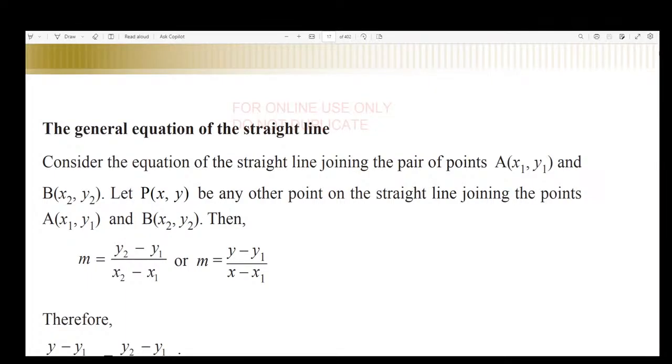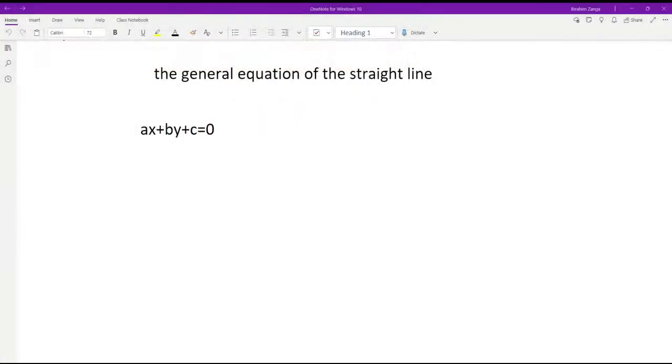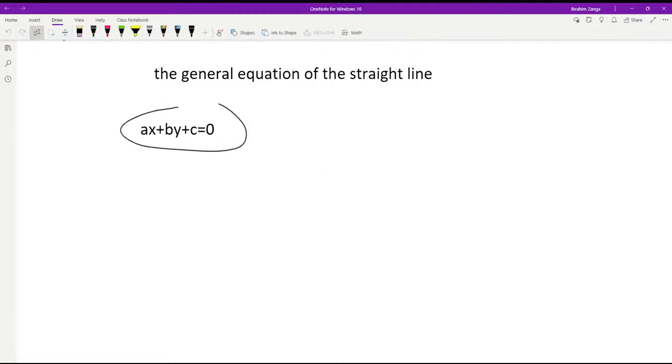Hi students, welcome again, and we have today another session where we're going to discuss the general equation of a straight line. So basically what you are going to expect from this session, we are going to derive this formula here, and later on you are going to be comfortable to see where this is coming from, dear students.